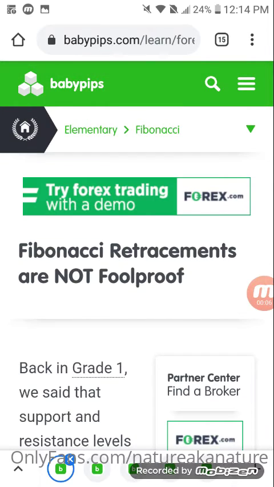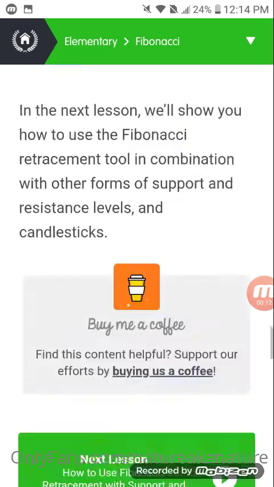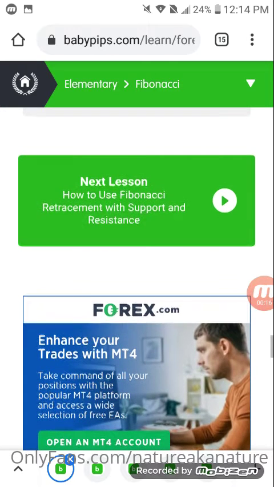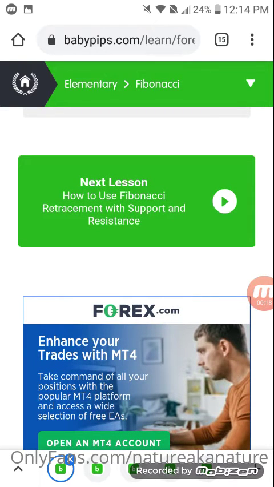Alright, so we just ran over that Fibonacci retracements are not foolproof. That's already explained. So in our next lesson, how to use Fibonacci retracement with support and resistance levels in Japanese candlesticks. Let's go, gang.